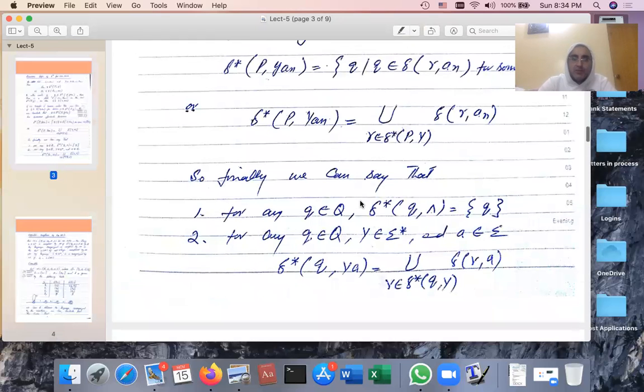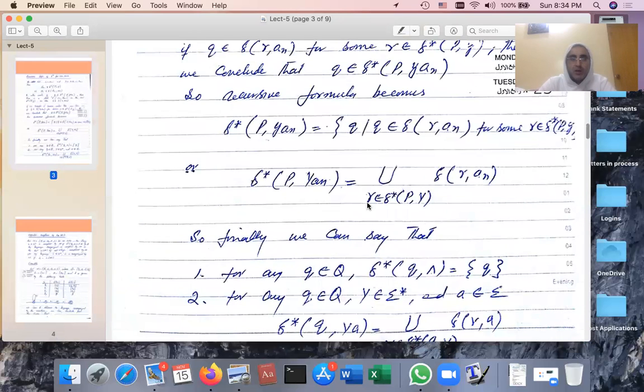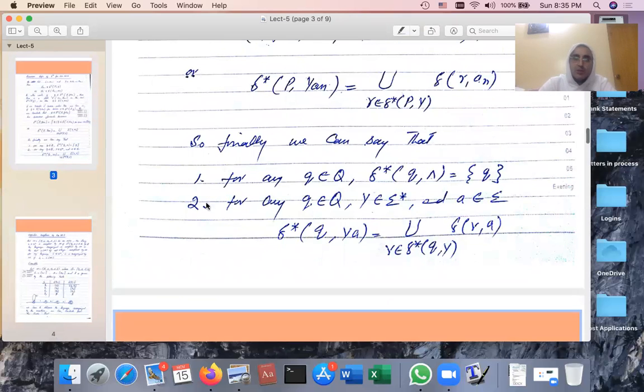And this is your recursive definition for the NFA. You should either keep this equation, or keep the understanding of this equation in your mind, or keep these 2 points in your mind. It's up to you.